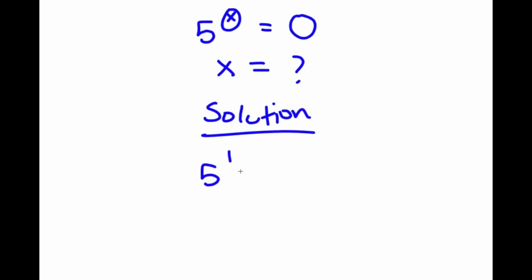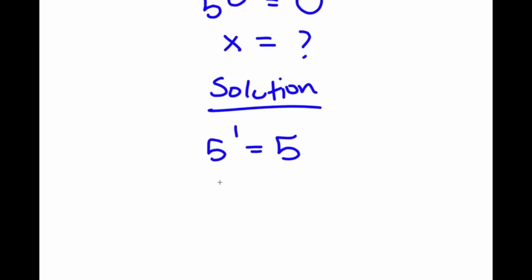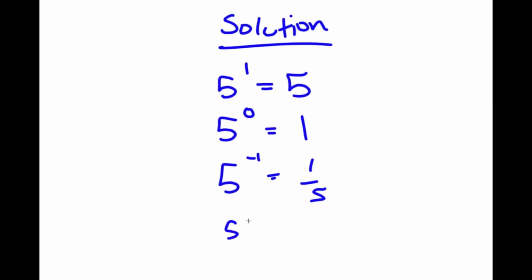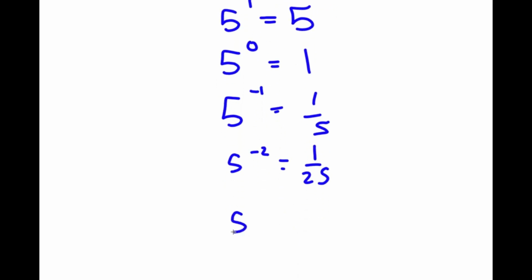So if I have 5 to the power of 1, for example, this is equal to 5, right? If I have 5 to the power of 1 less than 1, 0, well, any number to the power of 0 is 1. If I have 5 to the power of negative 1, this is going to be 1/5. If I have 5 to the power of negative 2, this is going to be 1 over 25. Let's say I have 5 to the power of negative 10. This is going to be 1 over 5 to the power of 10.